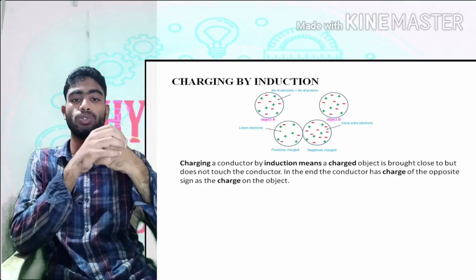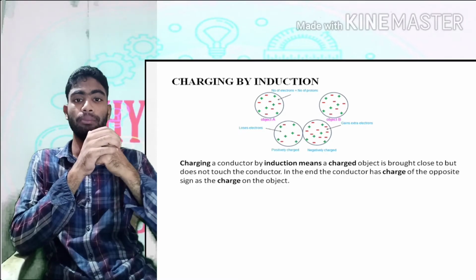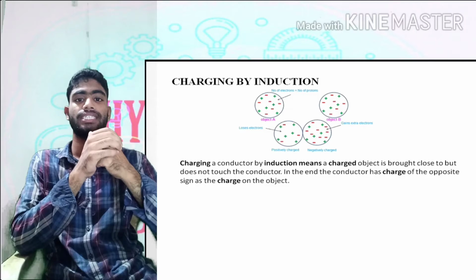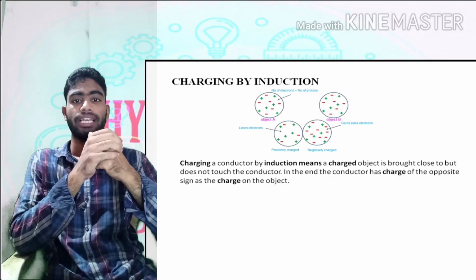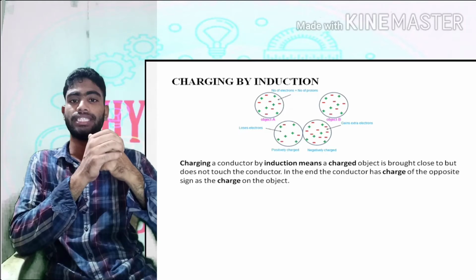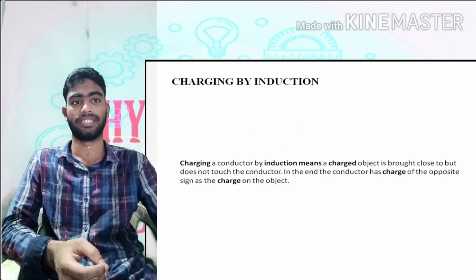Okay, charged body means what? I already told you that static electricity means it is an imbalance. If the body has an imbalance of charge, then you say it is a charged body. If the number of positive charges is more than the negative charges, then we say it is a positively charged body. If the negative charges are more than the positive charges, then we say it is a negatively charged body. But if the number of positive and negative charges is the same, then we say it is a neutral body, meaning it has no charge.